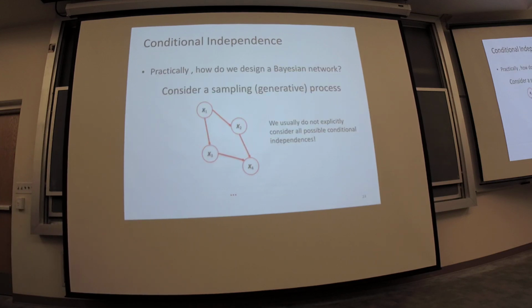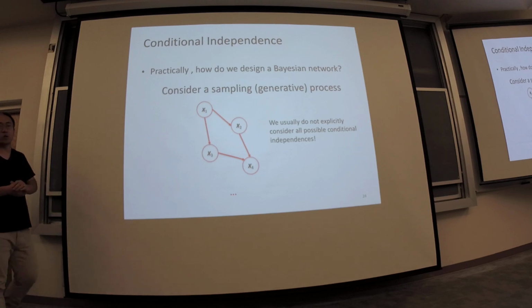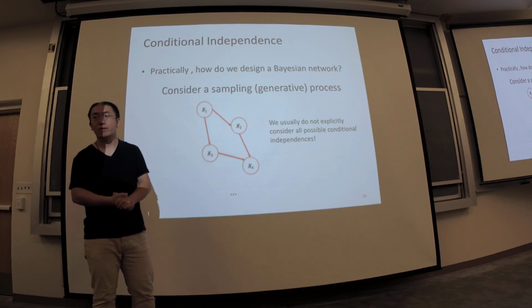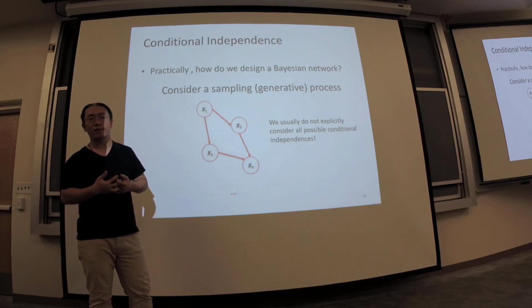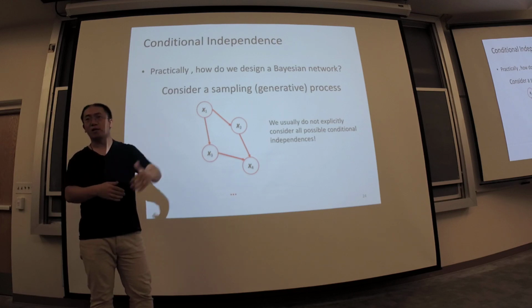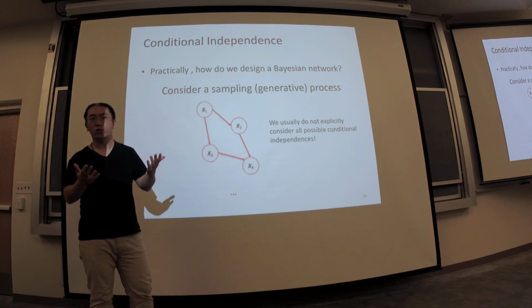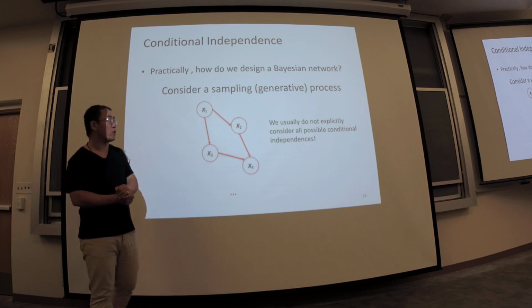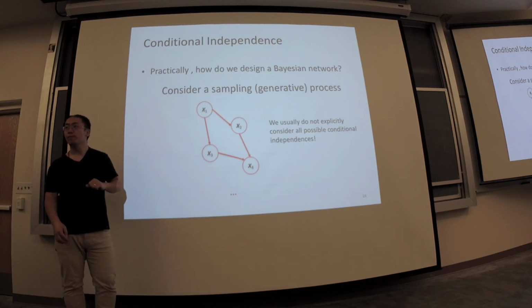So in practice, how do we design a Bayesian network? When you are given a network and want to investigate all kinds of properties, you should investigate conditional independence. But when human beings design a Bayesian network, we're not going to list all kinds of conditional independence. That's too tedious. A more intuitive, more natural way to design a model is to consider a sampling procedure.